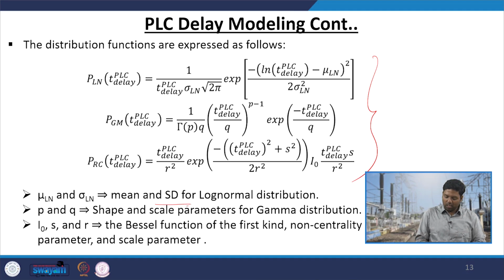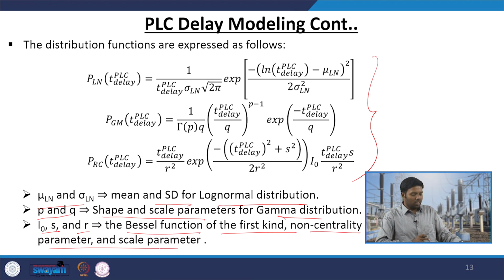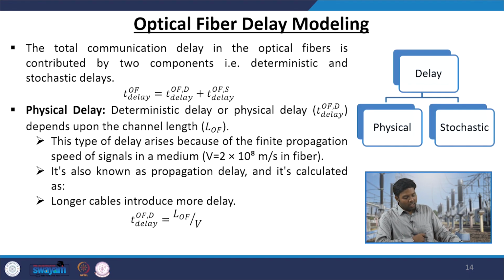So, this is your standard deviation and log normal, mean and standard deviation. These are shape and scale parameters for gamma distribution, P and Q, and I0, S and R are the Bessel function of the first kind and non-centrality parameter and scale parameter of the Rician function. Okay. Then for optical delay, optical fiber delay.